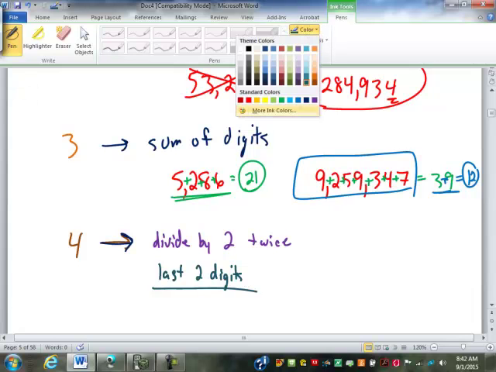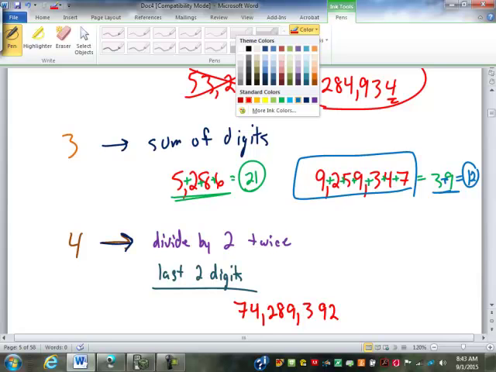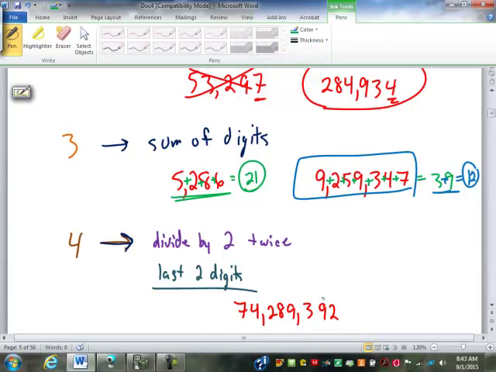So if we have 74,289,392. If we're looking to divide by 4, out of that whole number, all we care about is the last 2 digits. Is 92 divisible by 4? Yeah, it is. So since 92 is divisible by 4, this whole number is divisible by 4. Now that works fine if you know your 4s up to 100. If you don't, well then it's not so simple.